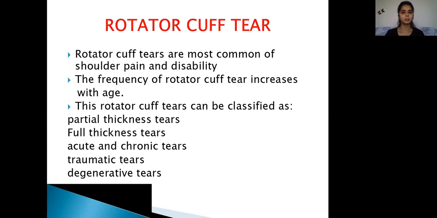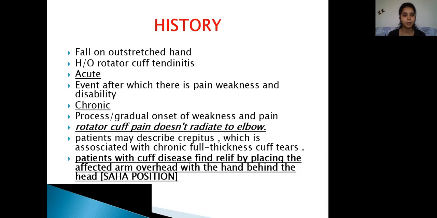Coming to the second condition, the rotator cuff tear, which is very common and a common cause of disability. The frequency of rotator cuff tear increases with age, and it can be classified as partial thickness tears, full thickness tears, acute and chronic tears, traumatic tears, and degenerative tears. A patient will come with a history of fall on an outstretched hand or rotator cuff tendinitis. In the acute condition, there will be pain, weakness, and disability. In chronic cases, it will mostly be gradual onset of weakness and pain.